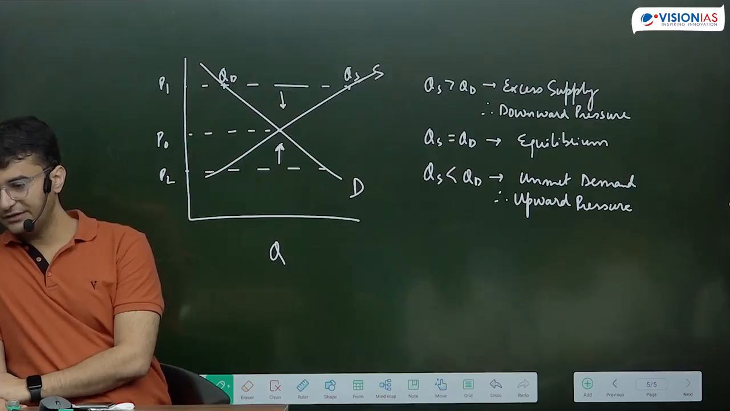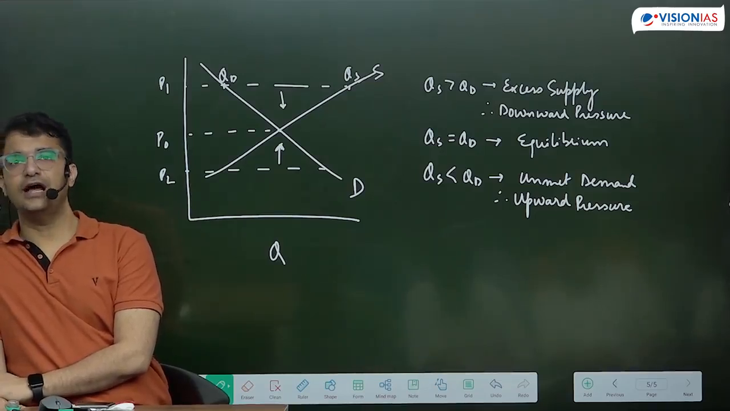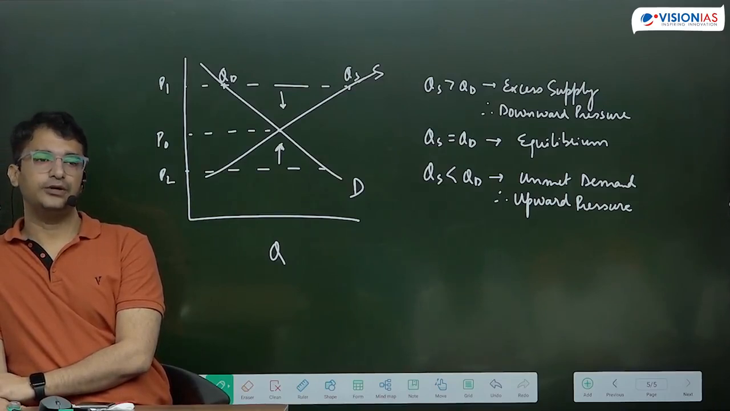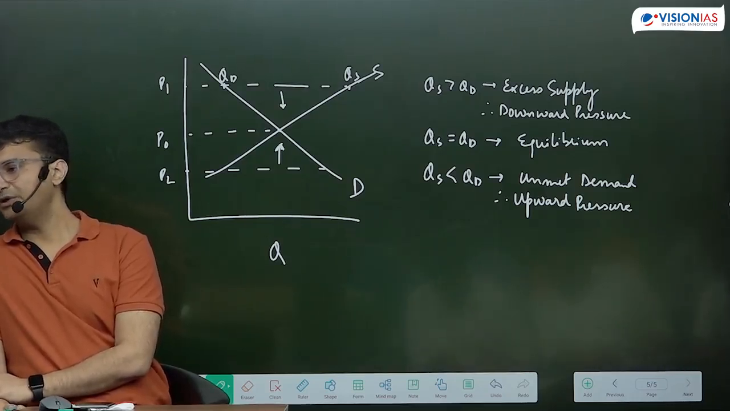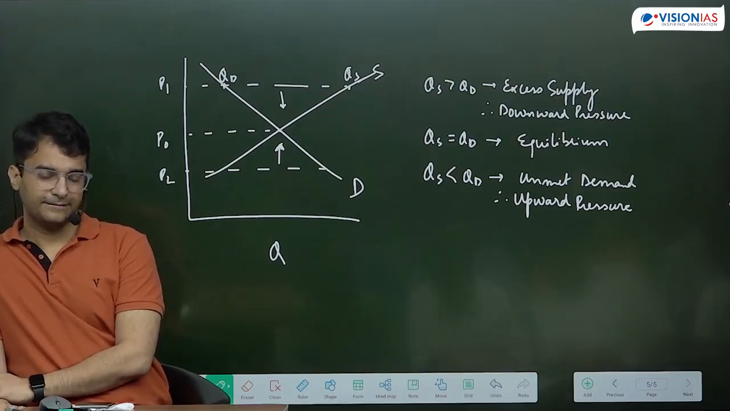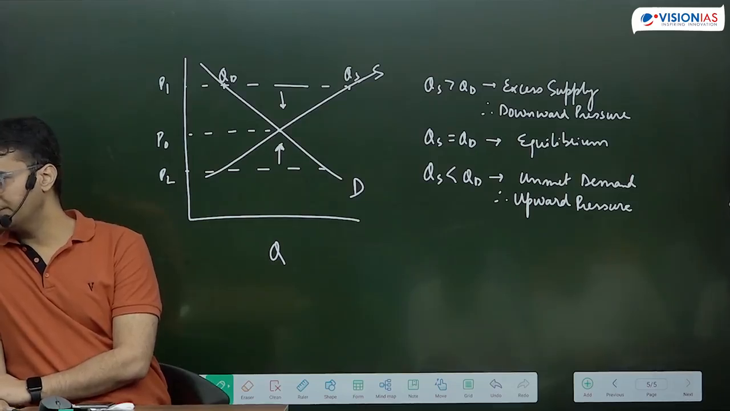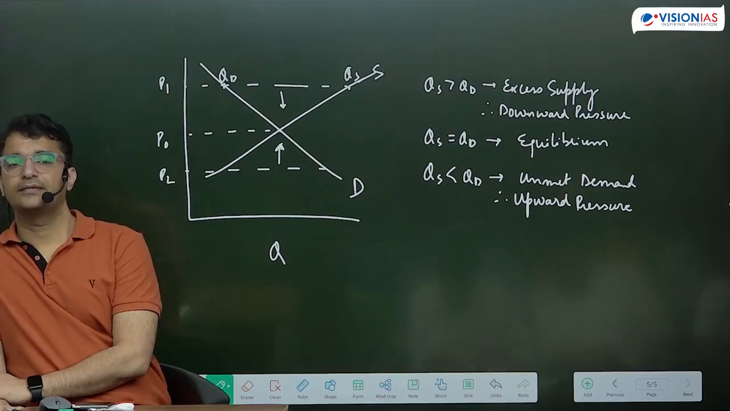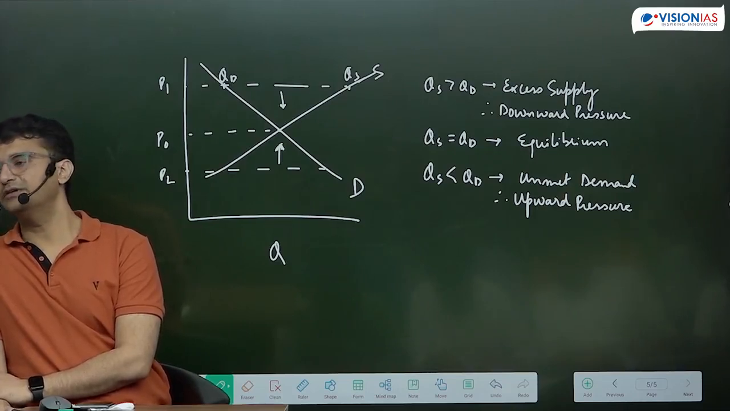At this price, bracket में P0, at this price P0, comma, even though there are producers who can sell at a lower price, comma, they would not put any downward pressure, as there is no fear of unsold supply.